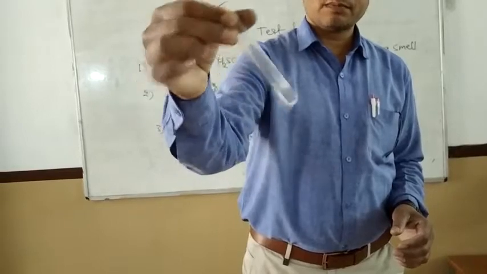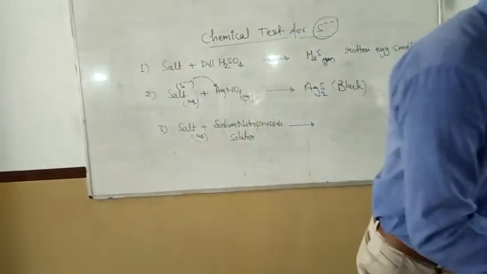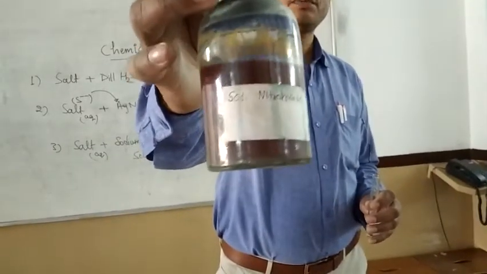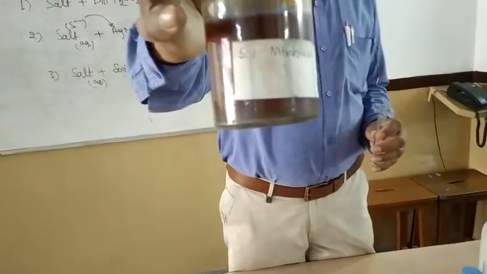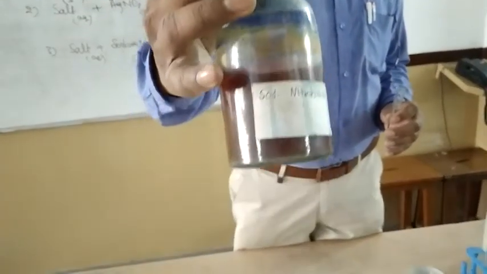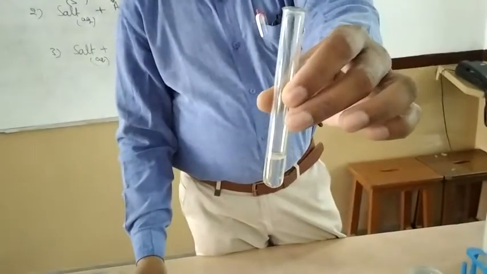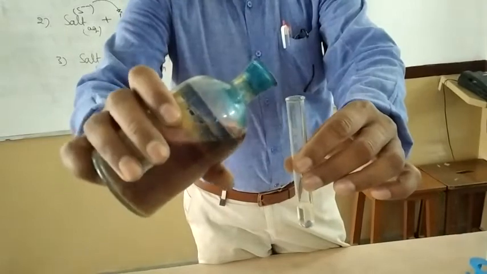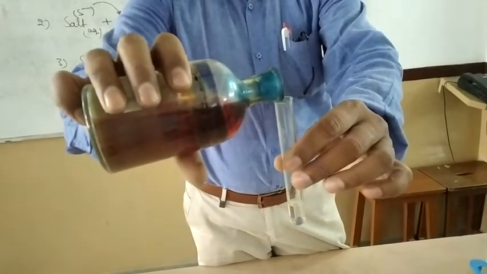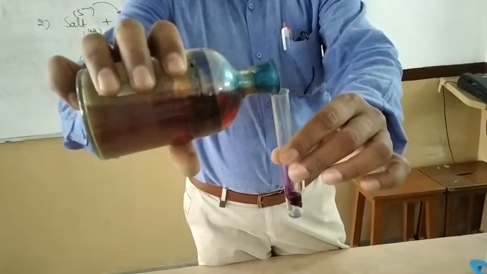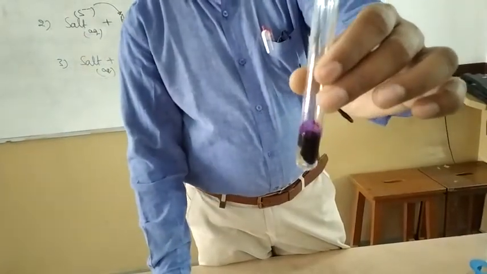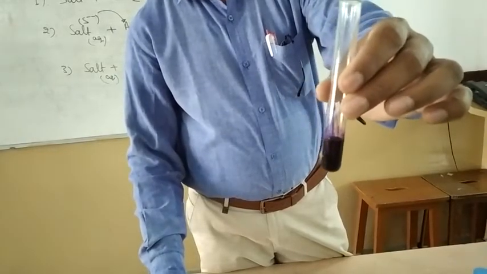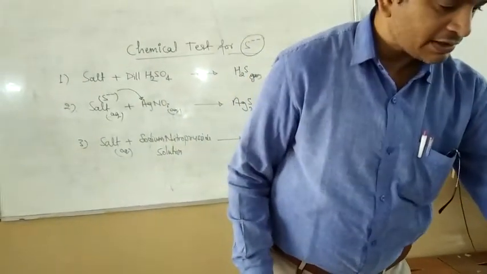Okay, so maximum of this salt has been dissolved. So now we will add sodium nitroprusside solution to the aqueous solution of sulfide salt. This is sodium nitroprusside solution, and this is the aqueous solution of the salt. Now when you add 1 to 2 drops, you will find a dark purple colored solution. So it indicates the confirmation of sulfide ion.